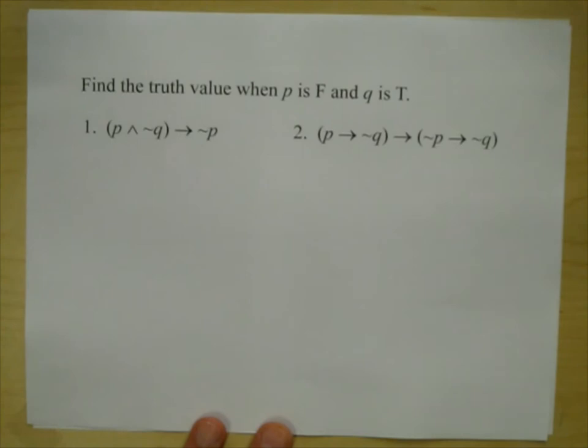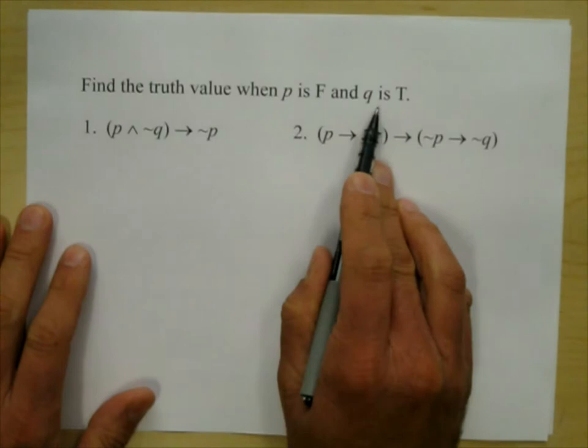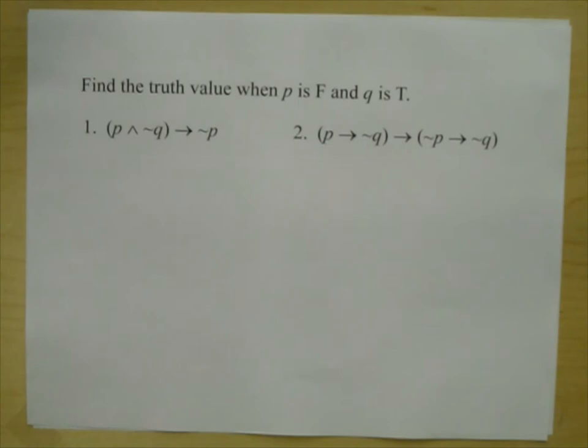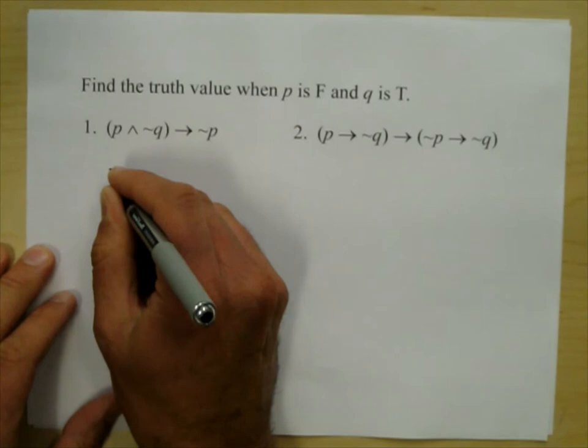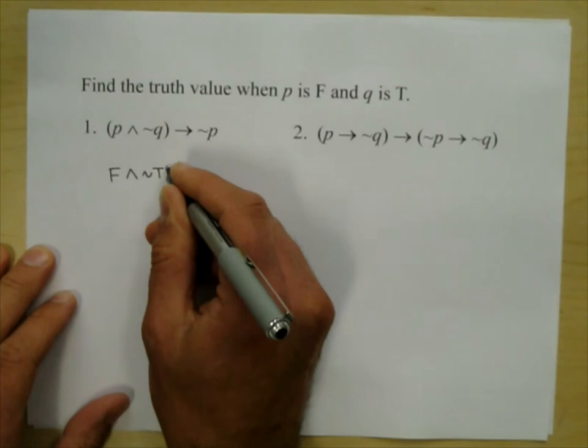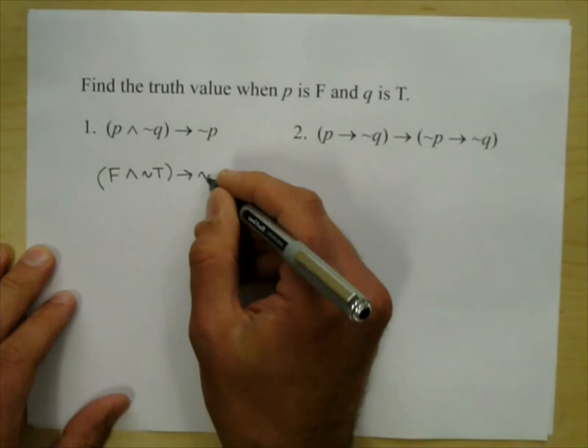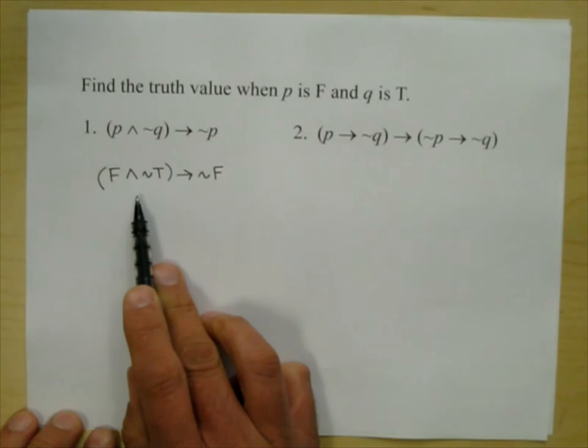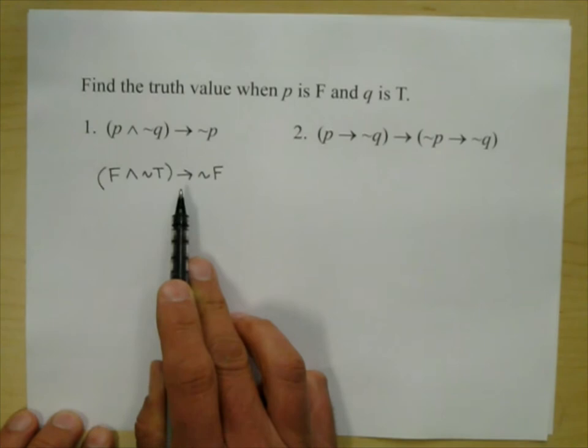Find the truth value when P is false and Q is true. So we're substituting those into those letters and simplifying this. So let's go ahead and do this. We have P is false and Q is true. So I'm just doing a substitution into those letters, and then we have not, and then P is false. Okay, so when you have something like this, what you want to do is you want to simplify the hypothesis. Simplify the conclusion. You can be doing that independently and then analyzing that arrow. Okay, so that's how you do this problem.